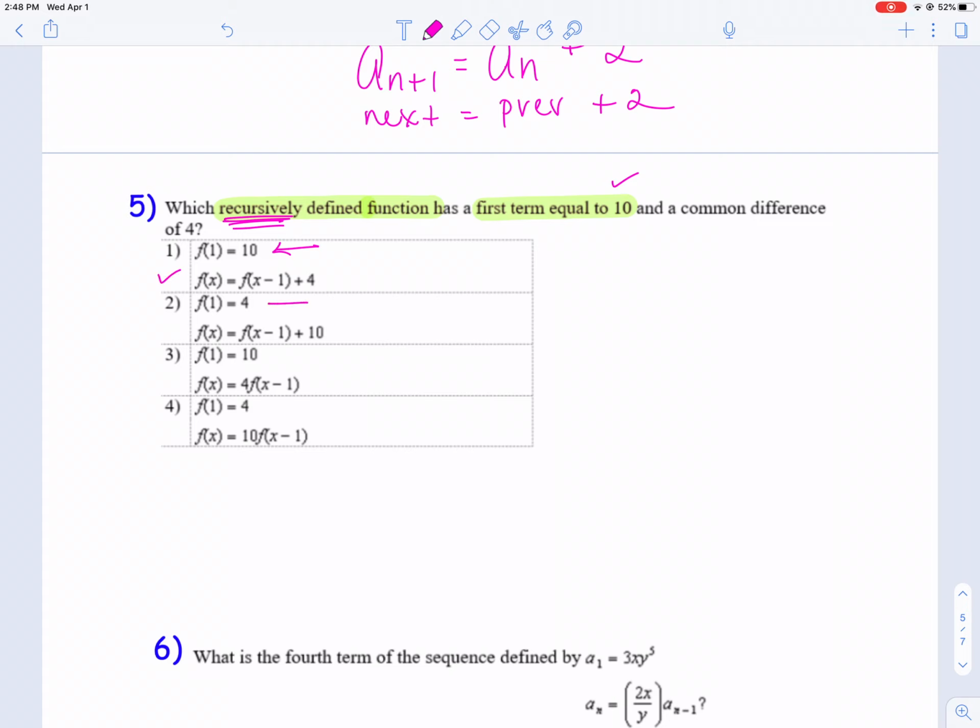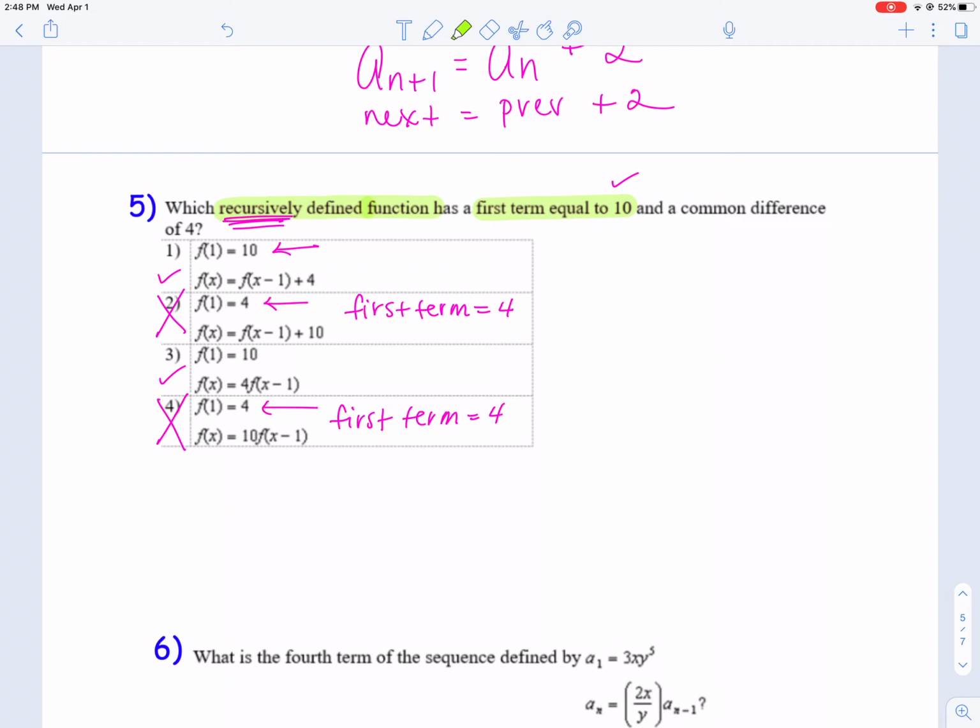Look at number 2. Is your first term 10? No, this says your first term is 4. This can't be your answer. Okay, this one has a first term of 10, so that's actually good, potentially. This one says my first term is also 4. No good. Get rid of it. So we're down to 1 and 3.